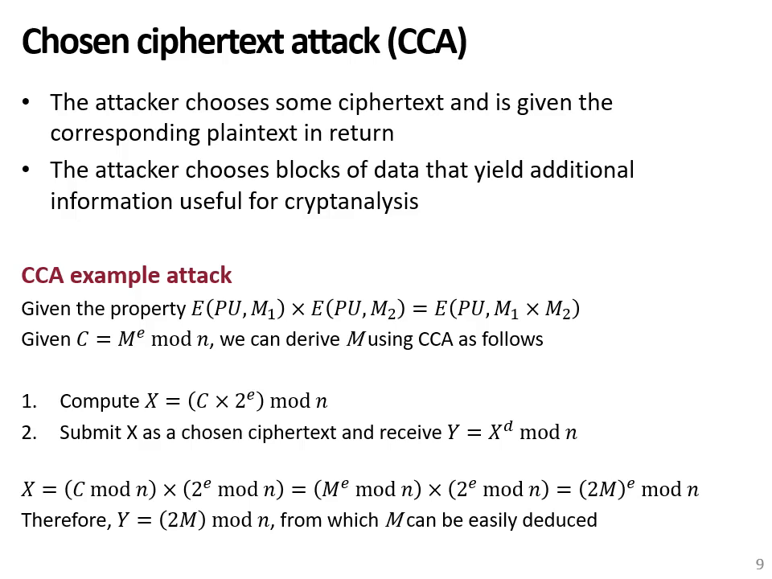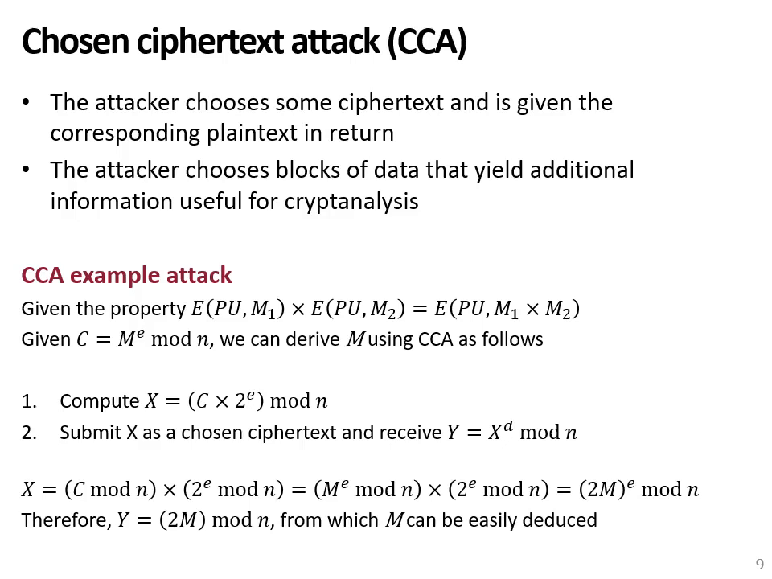First, the attacker will compute x by multiplying C with 2 to the power e modulo n. Since e and n are part of the public key, the attacker can find out what these values are. The attacker then submits this chosen ciphertext x to the receiver and receives back the decrypted message y. y equals x to the power d modulo n. Even if the attacker doesn't know d, by submitting it for decryption, he can know at least the associated plaintext y.